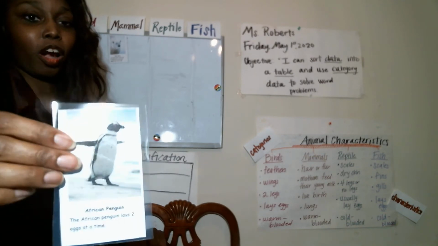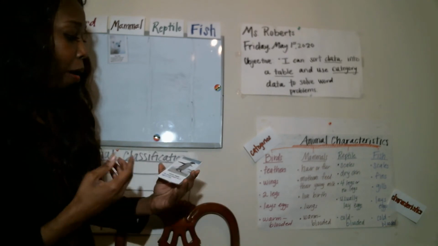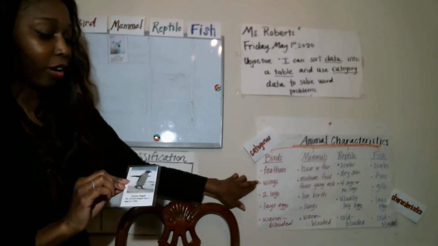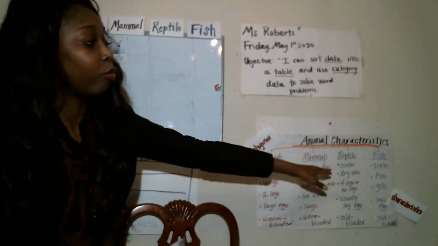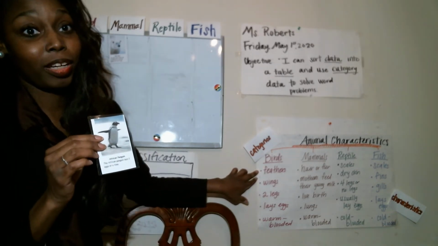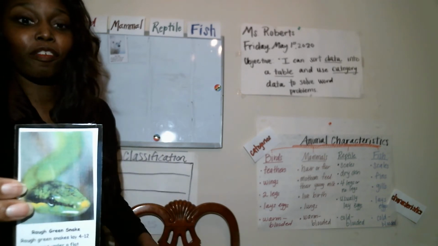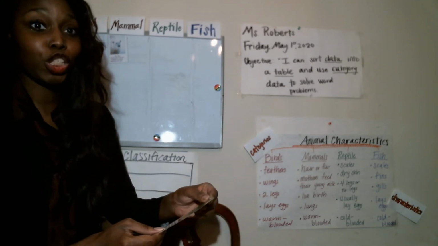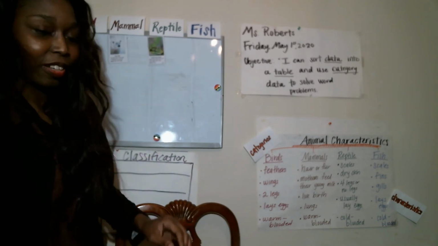All right, we have the African penguin. The African penguin lays two eggs at a time. Based off the picture and the animal characteristics chart, we see that the African penguin has wings and they also lay eggs. So, although reptiles and fish lay eggs, we can decide that this is a bird because it has wings. All right, the rough green snake. The rough green snake lays 4 to 12 sticky eggs on a flat stone or log. It is a reptile. Very good.